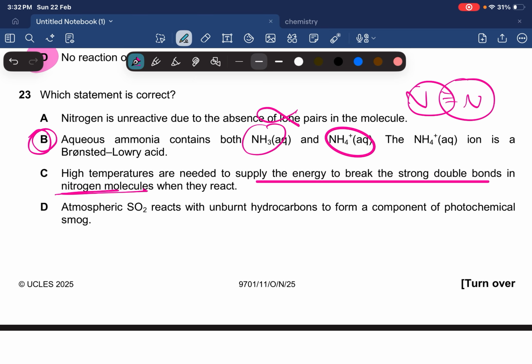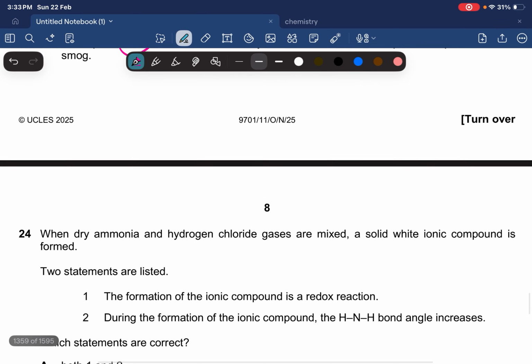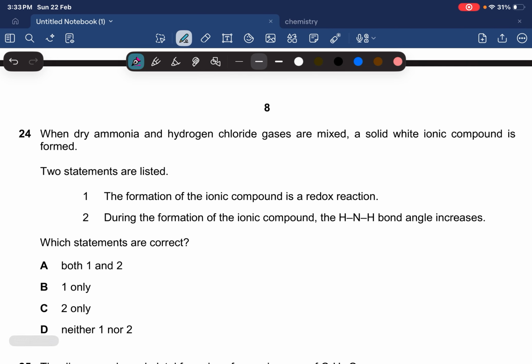Atmospheric SO2 reacts with unburned hydrocarbons to form a component of photochemical smog. No, peroxyacetyl nitrate is formed by nitrogen oxides and hydrocarbons, not sulfur dioxide.